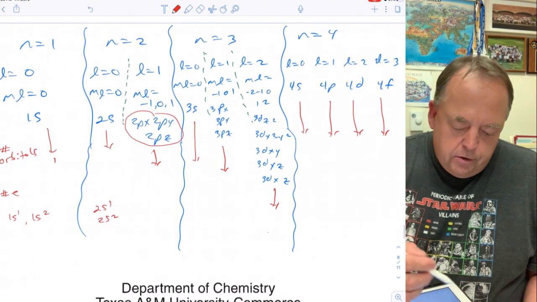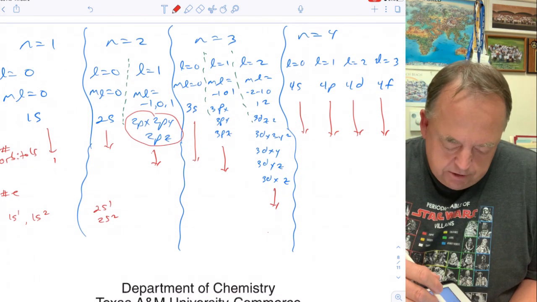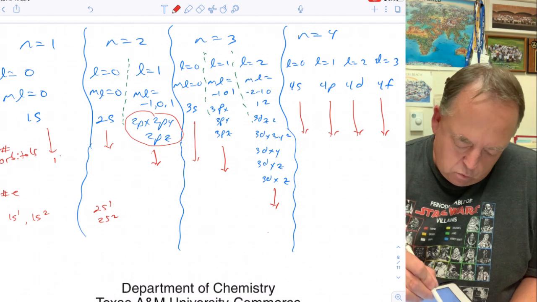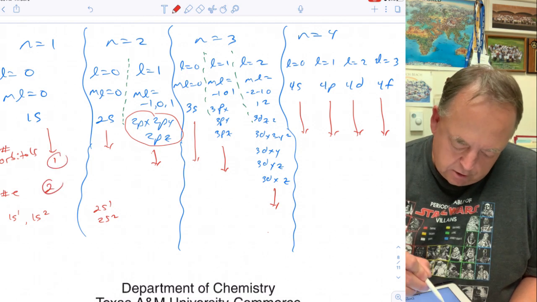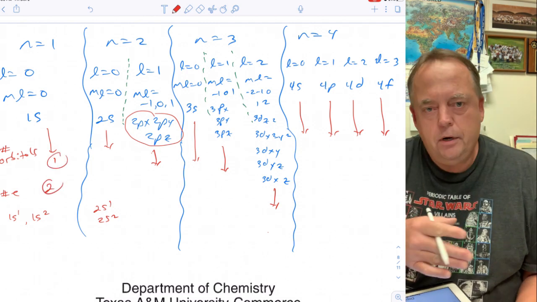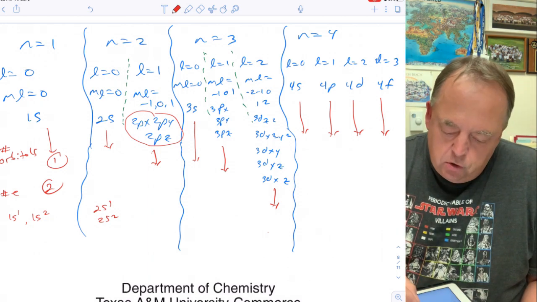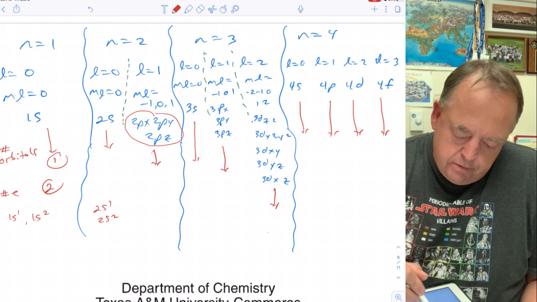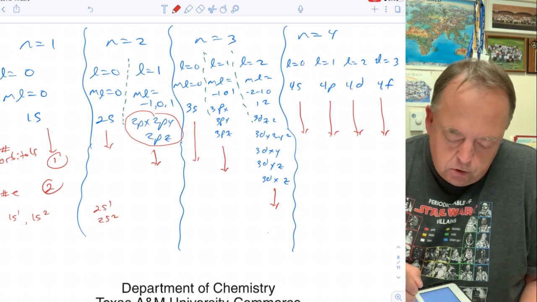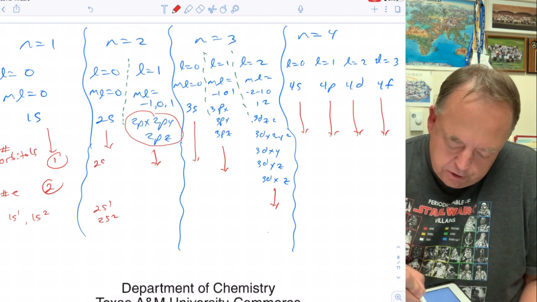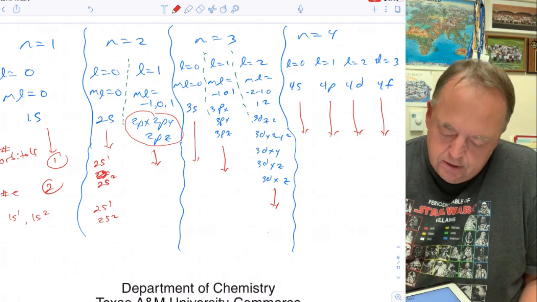So if n is 1, L can only be 0, right? M sub L can only be 0. That's the 1s orbital. So one of those, which can have 2 electrons total. So you could have 1s1 or 1s2. If you're at the second shell, L can be 0 or 1. So if L is 0, M sub L is 0. So that's the 2s orbital. So you could have 2s1 or 2s2 if you filled it up, right?